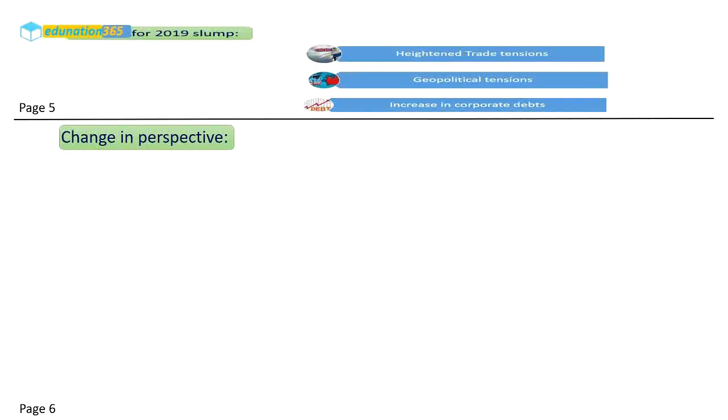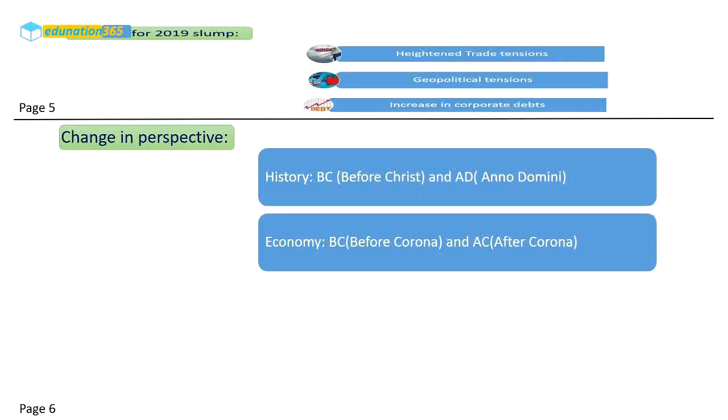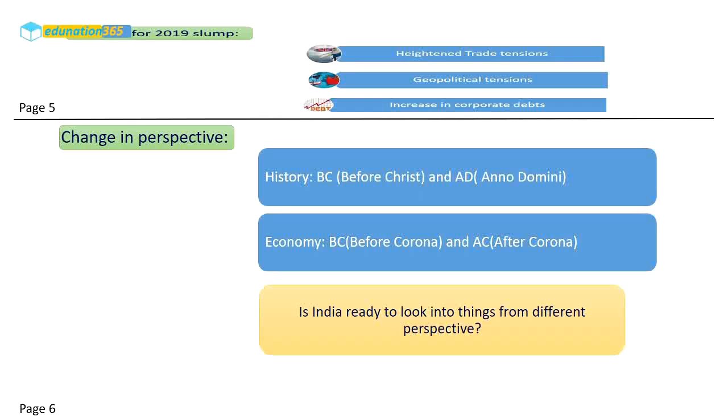An interesting take is that in history we refer to the timeline as BC and AD, before Christ and Anno Domino. But now are the times to look at the economy through the lens of BC and AC, before Corona and after Corona. Corona has decimated the economy with global shutdown, panic buying and supply chain disruptions. How is this change shaping the world? Is India ready to embrace the change? This will be our prime agenda for today.